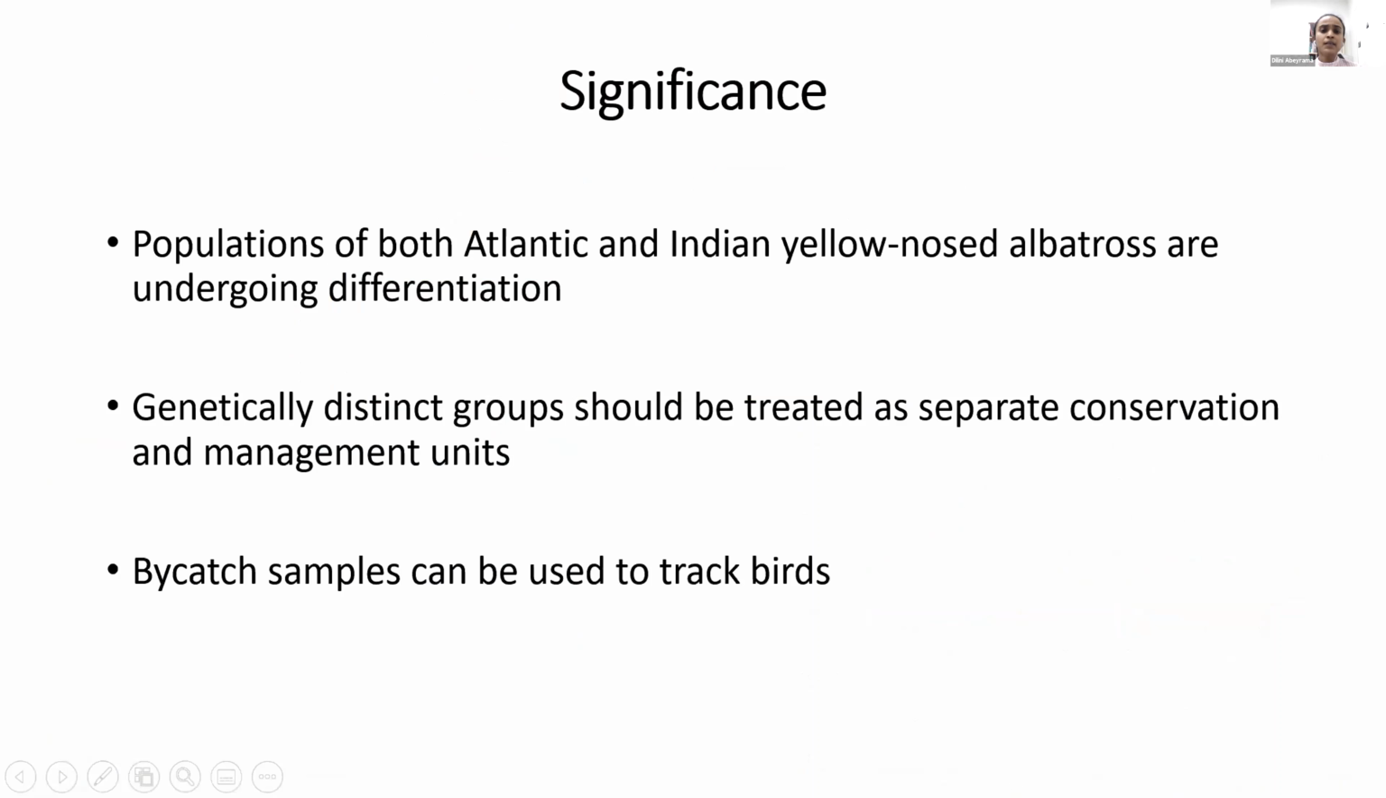So from our study, we saw that the 2 species, the Atlantic and Indian yellow-nosed albatrosses, are genetically different, and also the populations of both species are undergoing differentiation. And since both these species are identified as endangered species, we say that the genetically distinct groups within these species also should be treated as separate conservation and management units.